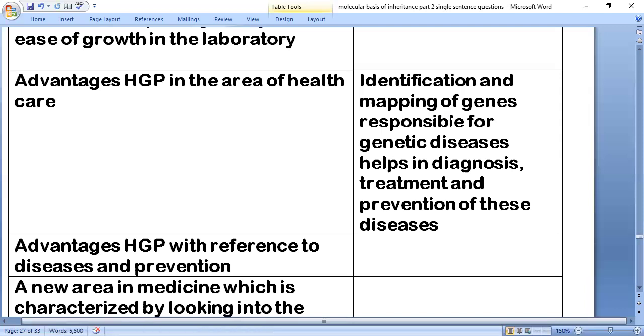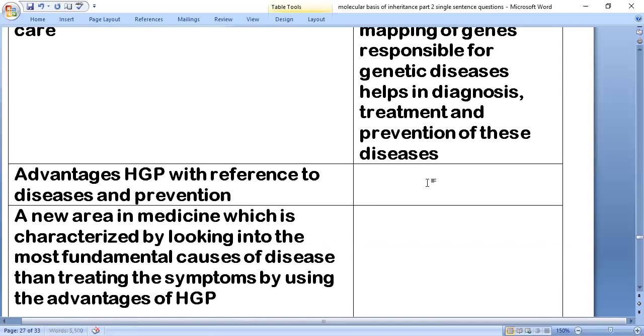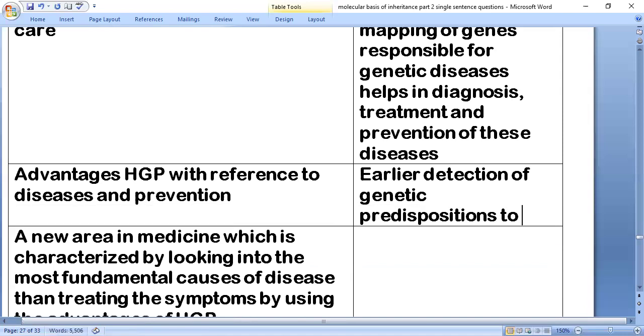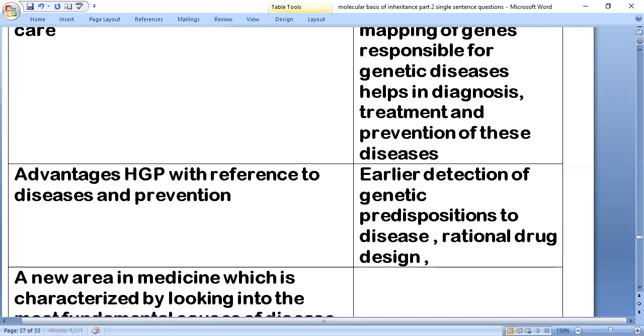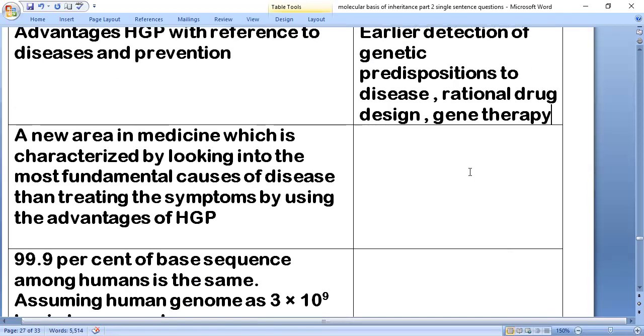Advantages of HGP with reference to disease and prevention: earlier detection of genetic predispositions to disease, rational drug design and gene therapy.